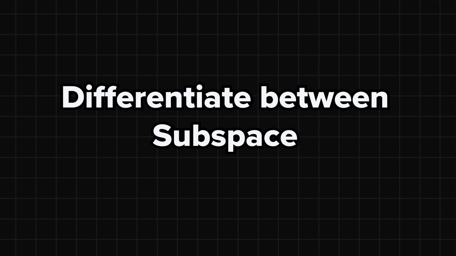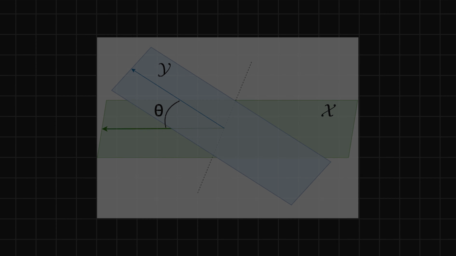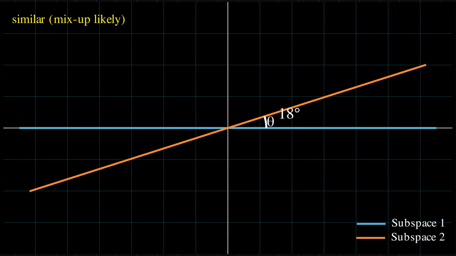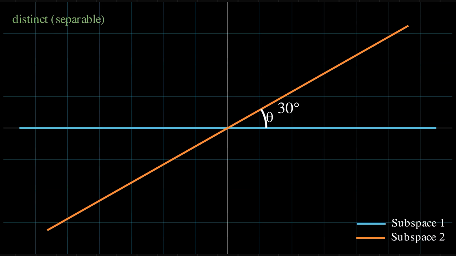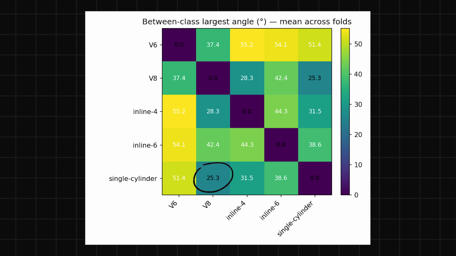Now, how are we going to differentiate the subspaces? We can measure the principal angle between two subspaces to discriminate them. If the angle is small, those subspaces point almost in the same directions. Their sounds share structures, so it's more likely to mix them up. But if the angle is large, they point in different directions, their sounds are distinct, so it should be easy to separate them. And from this heat map, we can see that the closest pair are V8 with single cylinder. These two subspaces overlap the most, so we expect more confusion there. And the most separated one is V6 with inline 4. These are far apart, so we expect very few mix-ups.